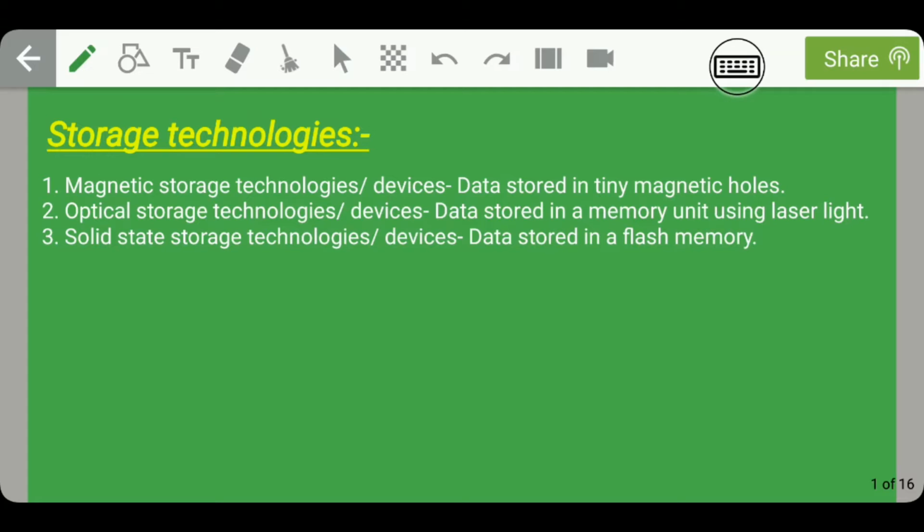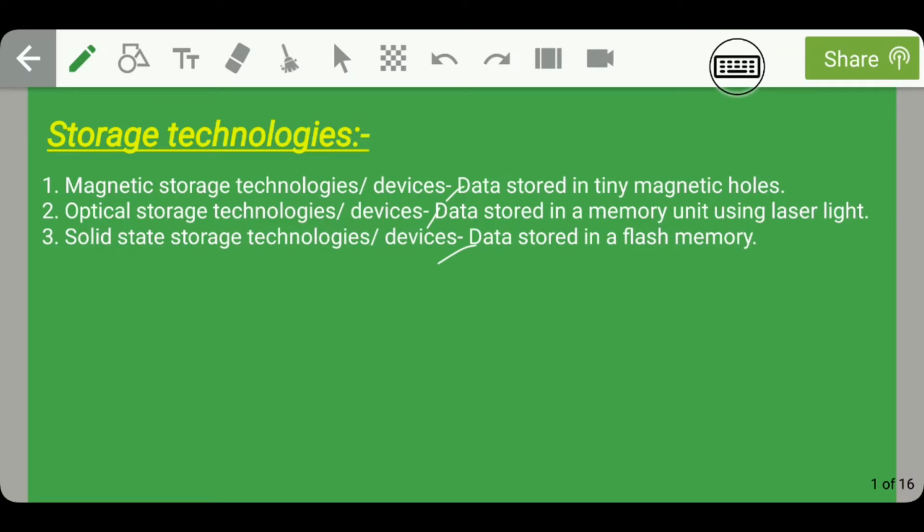Guys, in ICT networking, we are having three types of storage technology. First one is magnetic storage technology or magnetic storage devices. Second one is optical storage technologies. And third one are solid state storage technologies.